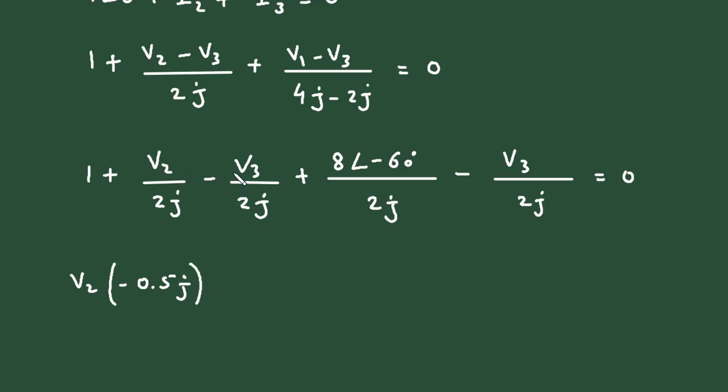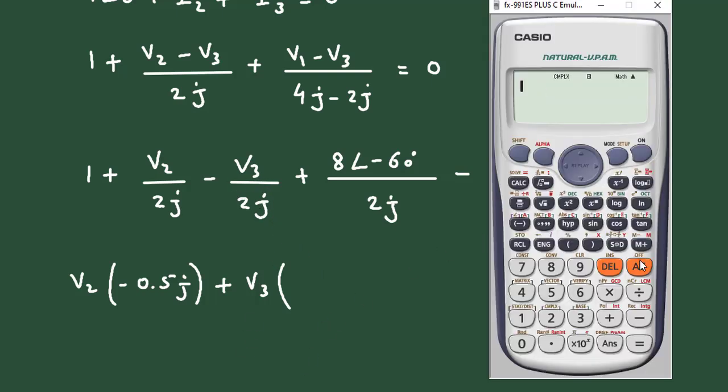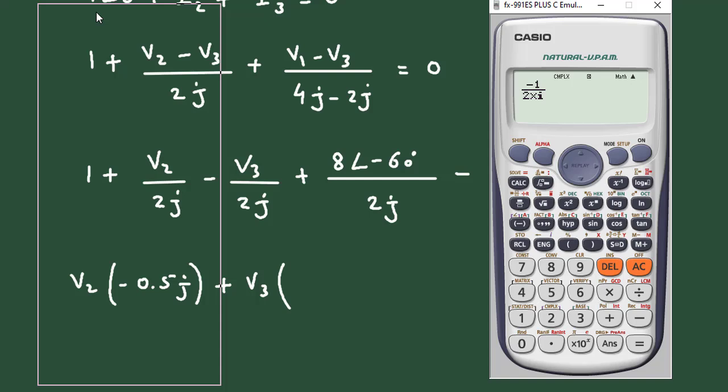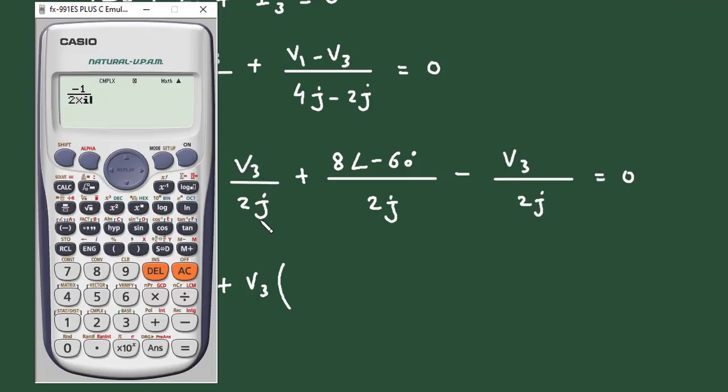Then next we can take this V3 common. So plus V3 in bracket minus 1 upon 2j minus 1 upon 2 into j, then minus 1 upon 2j. So it is only j.